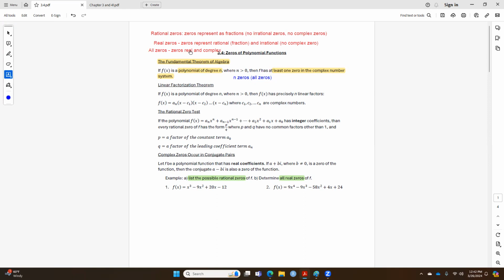So what that is telling us in this case is, let's say for example 1, this is a power 3, so we should have 3 zeros. Those 3 zeros can be all 3 real, all 3 complex, or combinations of real and complex. And if you see a power 4, then the fundamental theorem of algebra is telling us that question 2 will have 4 zeros. These zeros can be complex or real, can be fractions. So there are 4 of them. This is very important.